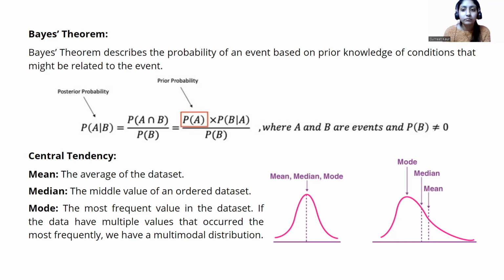Then we have central tendency, in which we have mean, median, and mode. If we have a data set, the average of the data set is called the mean. Median is the middle value of the ordered data set. Then we have the mode, the most frequent value in the data set. If the data has multiple values that occur most frequently, we have a multimodal distribution, right? So if a particular value occurs the most number of times in a data set, that is the mode. I hope till this part it is clear.